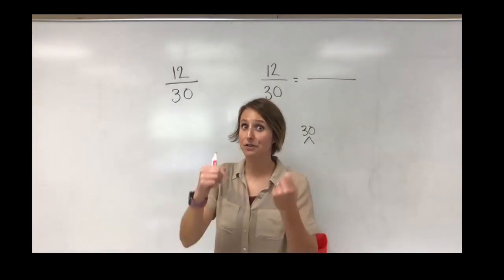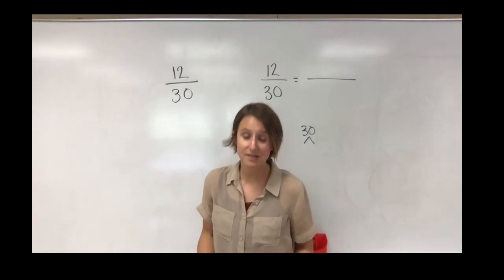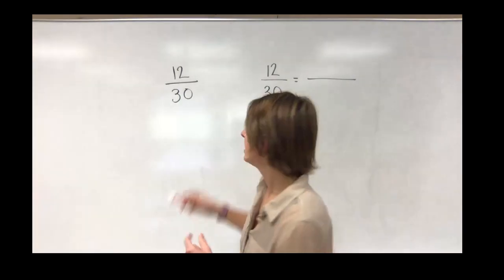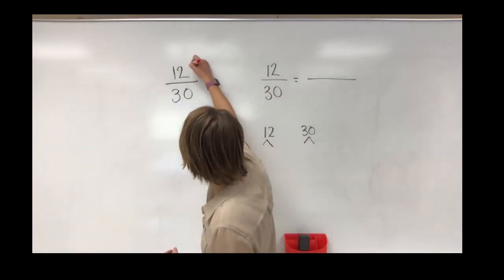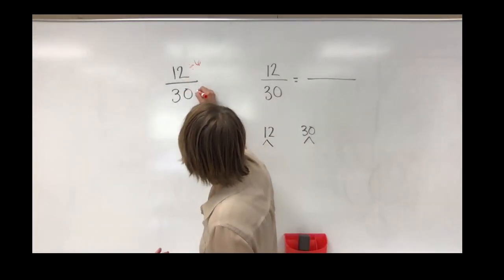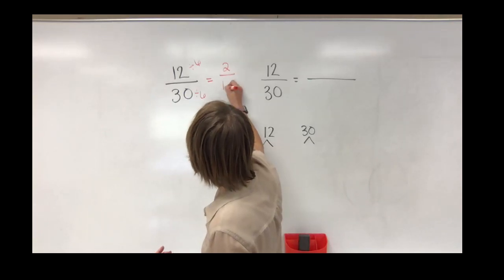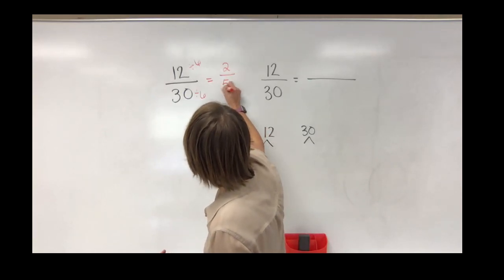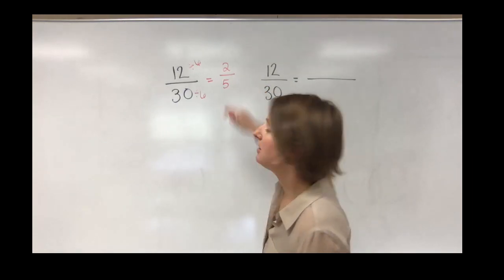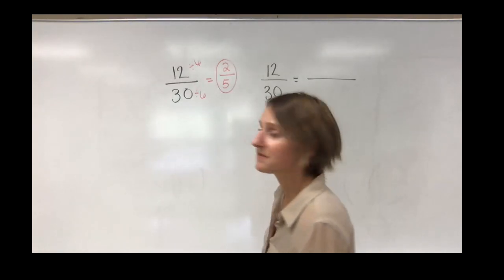Therefore, since they share the factor 2 and 3, bringing back my divisibility rules, if a number is divisible by both 2 and 3, it's also divisible by 6. So I'm going to use 6, because 6 is bigger than the 2 and the 3. So I'm going to divide by 6, divide by 6. That's going to give me 2/5. The only factor 2 and 5 share right now is 1. So this is the simplest form of 12/30ths.